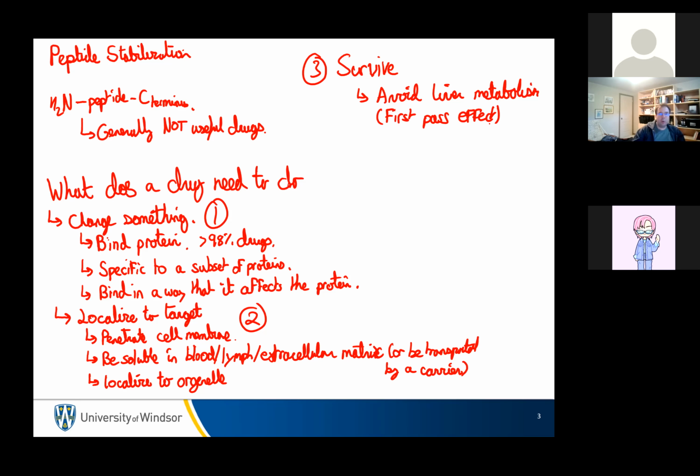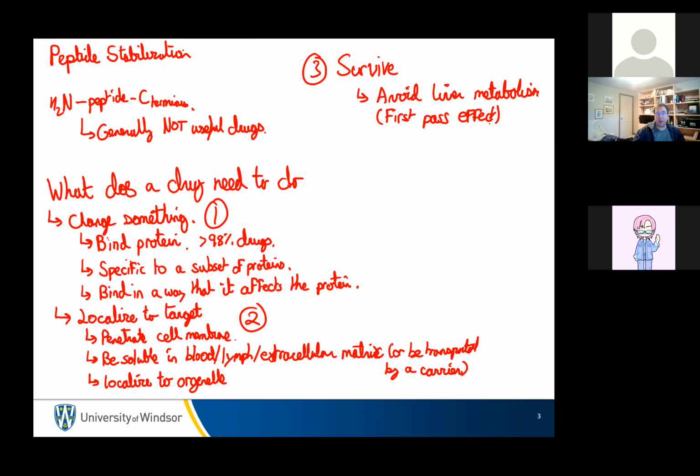So you can do that in two ways, right? You can either design a molecule that can be orally taken and that passes through the intestine into the liver, doesn't get destroyed by the liver, and then passes into the bloodstream. That's one option. Or you inject the drug directly into the bloodstream and you bypass the liver.